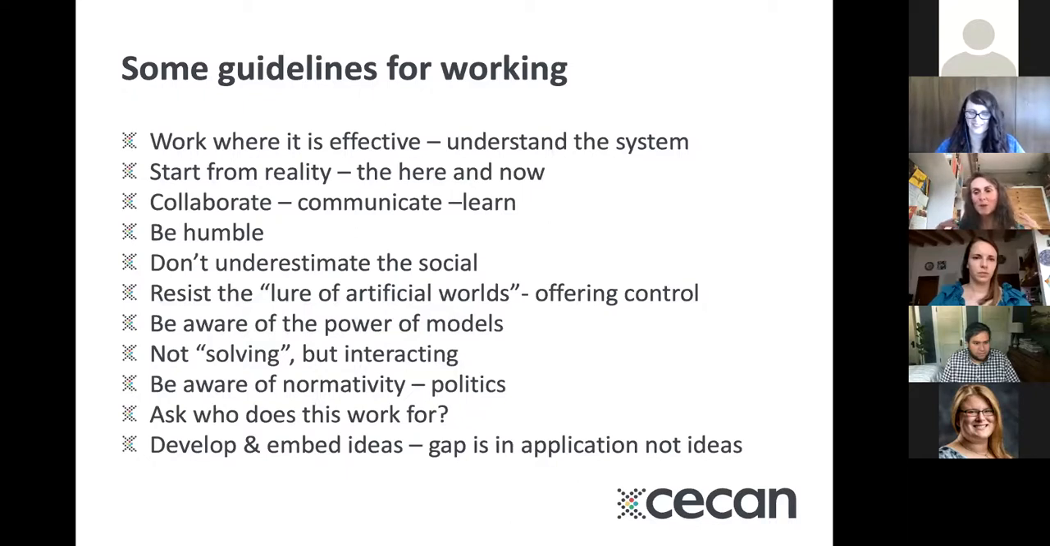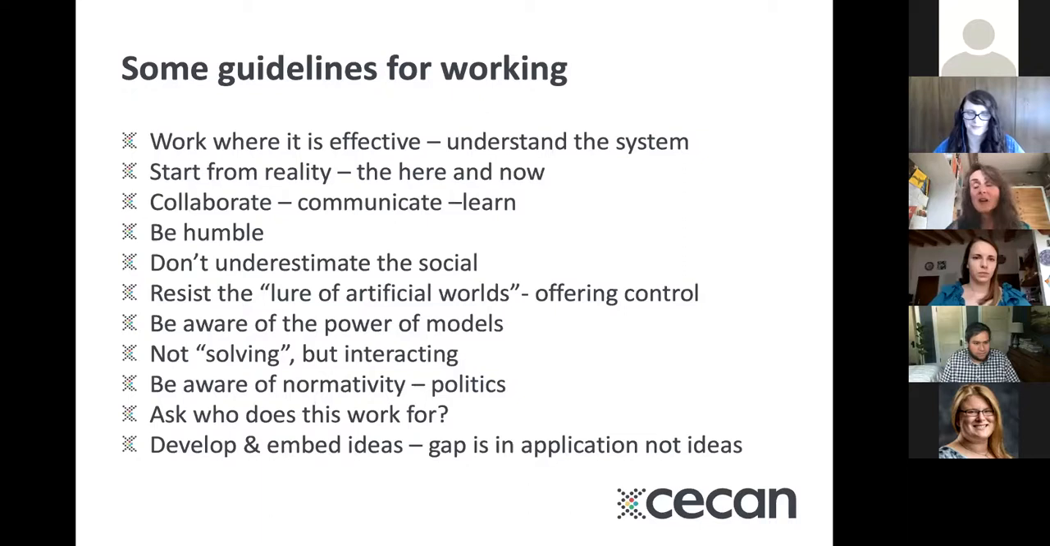Crucially, it's about being humble. We're not expert superheroes coming in to save the day. We need to collaborate, communicate, and learn with all the people who are experts in the system, like the farmers on the ground, the politicians, the people in these systems. And everyone can learn collaboratively together. Never underestimate the social world, the real barriers are often social or political or economic.